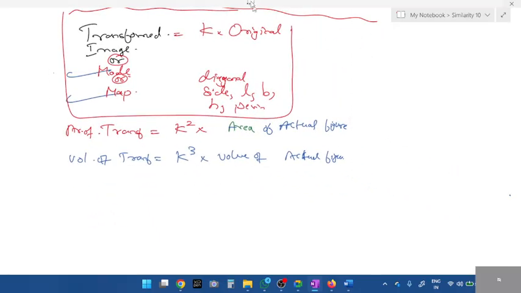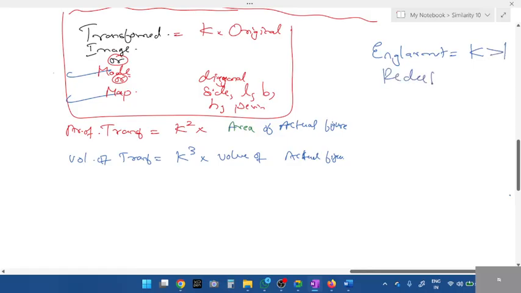Is this clear? All of you understood? Then what will be the k factor, students? For reduction, for enlargement, what is k factor? When something increases, k will be greater than 1. For reduction, less than 1. Very good. For identity transformation, yes, k is equal to 1. Identity. So I have explained each and everything.